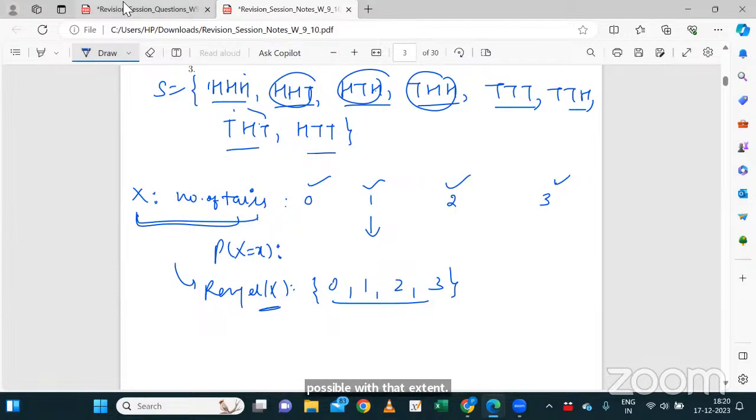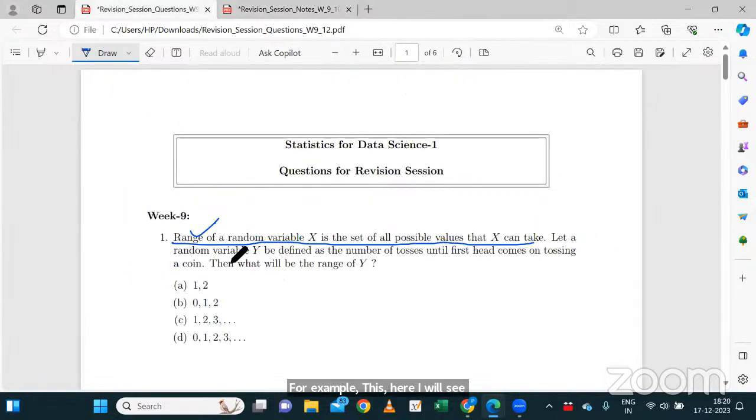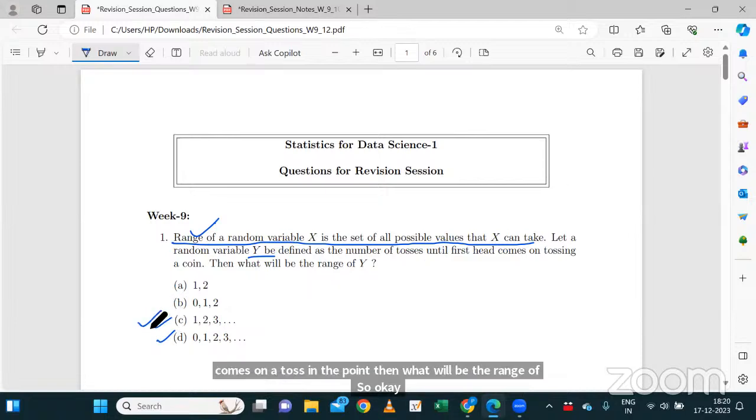Now, let a random variable y be defined as the number of tosses until the first head comes on tossing a coin. Then what will be the range of y? Options 1, 2, 3. I got one vote for option D, and two votes for option C.